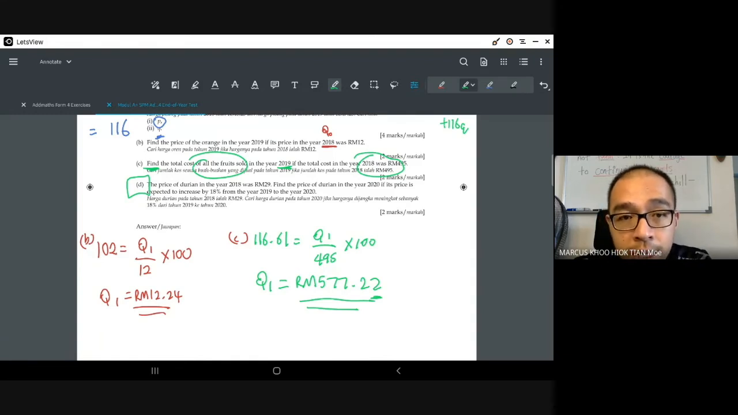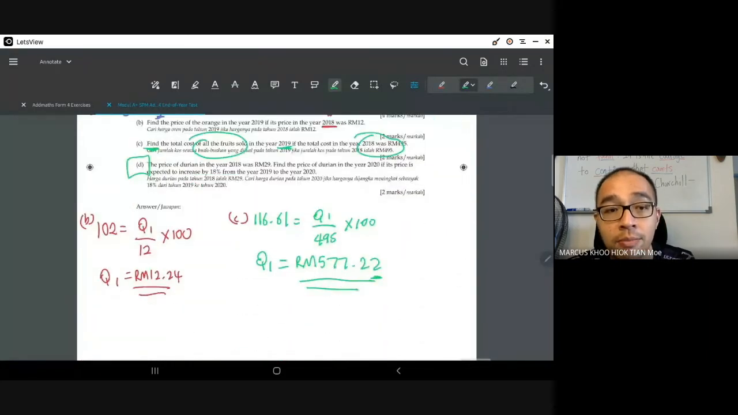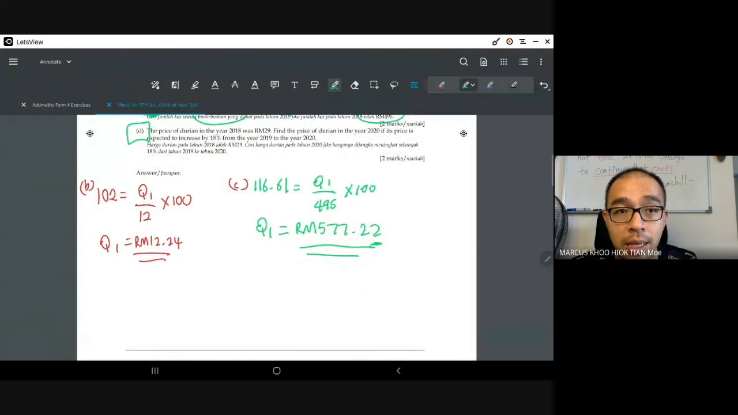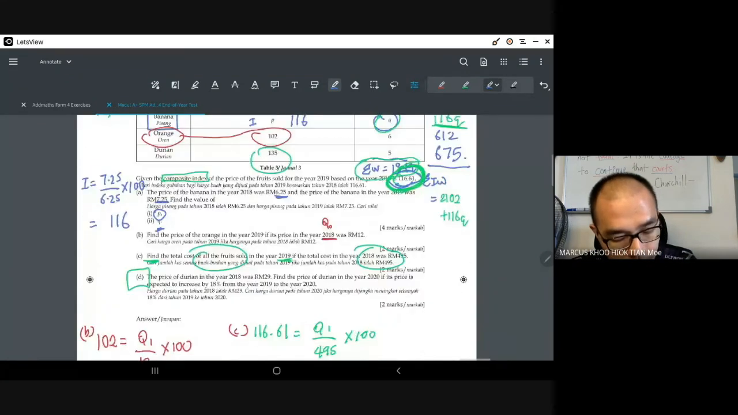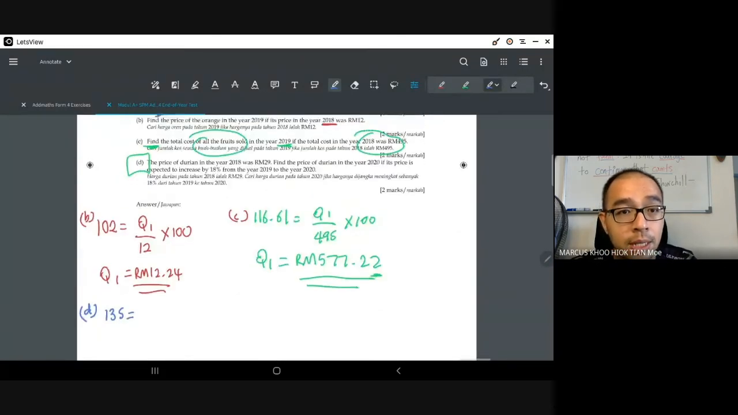Now find the price in the year 2020 if the price is expected to increase 18% from the year 2019 to the year 2020. Okay, so first of all, we have to use this one and we find the price in 2019 first. Okay, so durian, let's just talk durian only. Durian is 135.